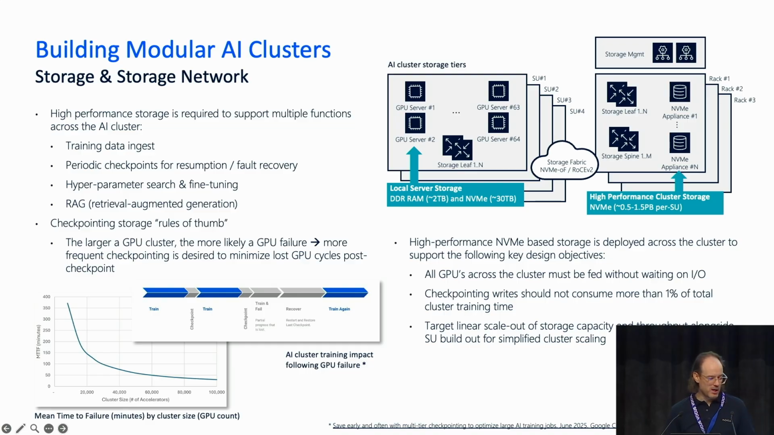How this looks from a network point of view is for each of those SUs that I described earlier, there'll be dedicated storage leafs. And then you'll also have these high-performance NVMe clusters you see on the right-hand side there. You similarly have storage leafs there, and you'll have some type of fabric interconnecting the two.